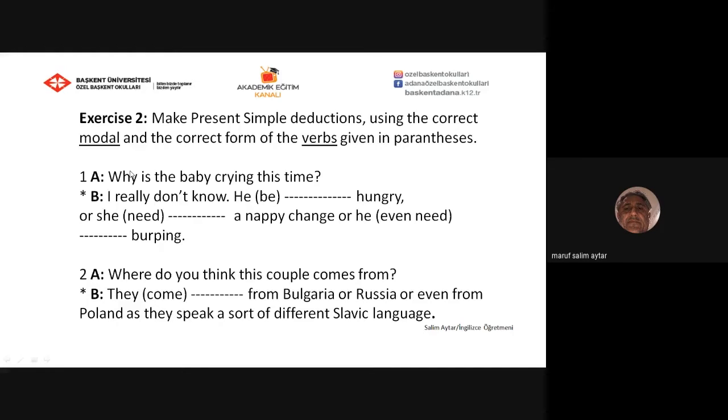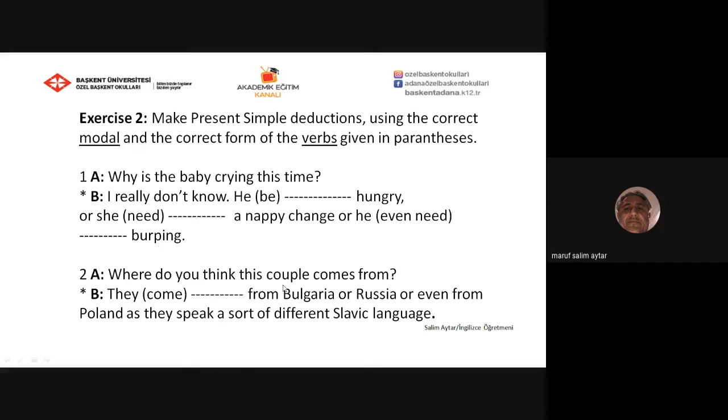Make present simple deductions using the correct modal and the correct form of the verbs given in parentheses. Why is the baby crying this time? The biggest clue here is, I really don't know. Because when you say, I really don't know, here must be a weak deduction, right? The second one, let's look for a clue, whether it should be a strong deduction or a weak one.